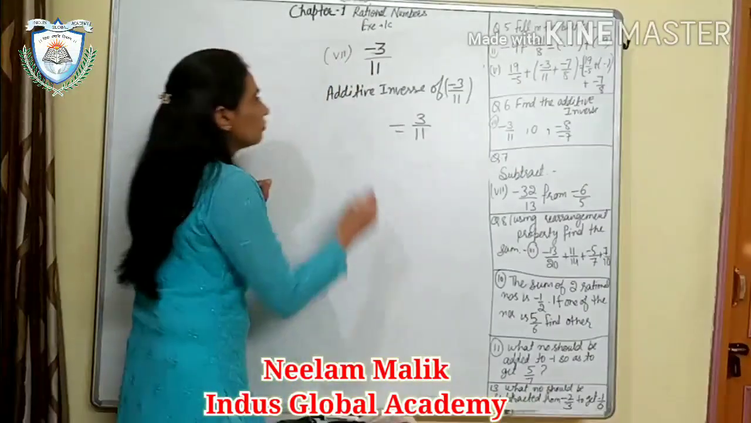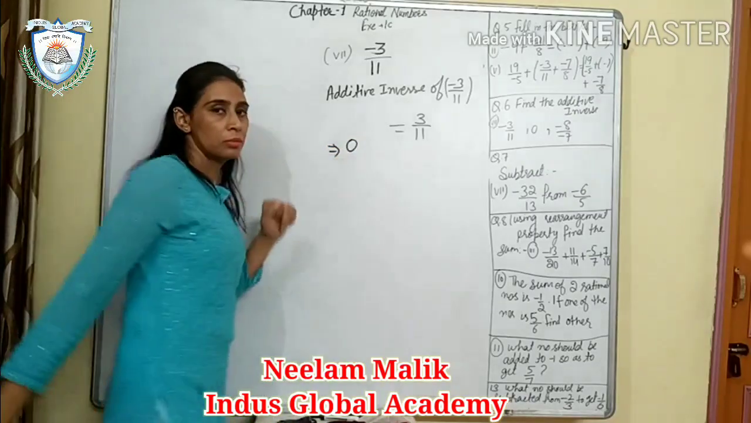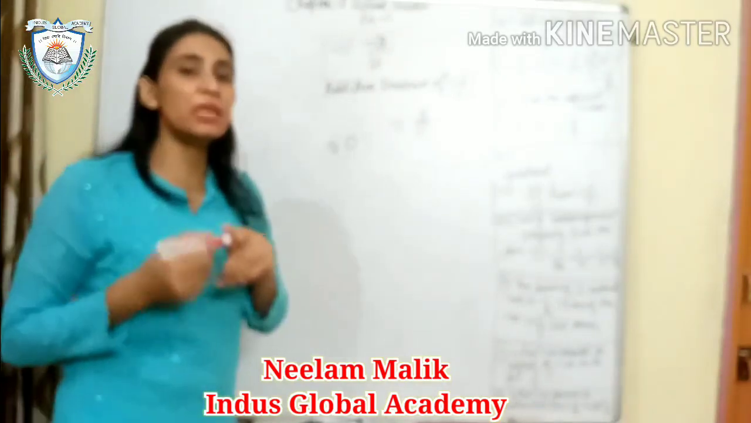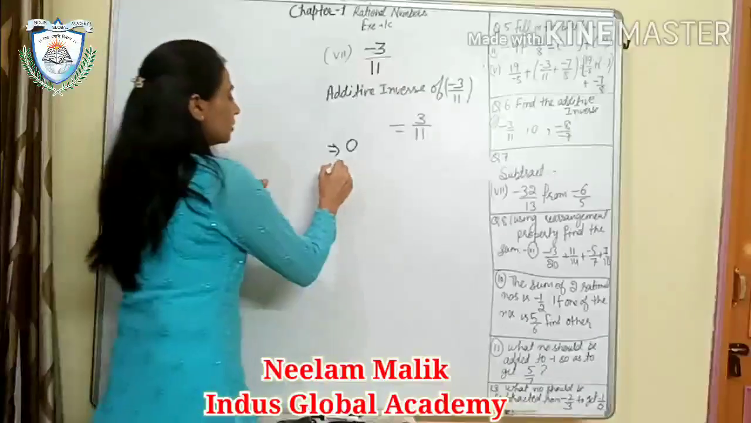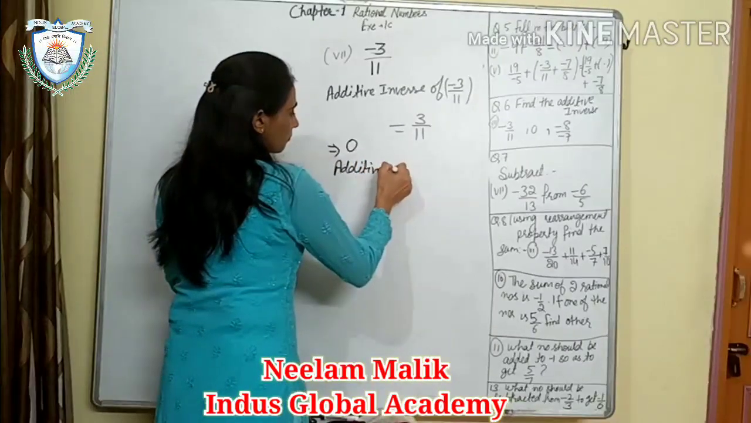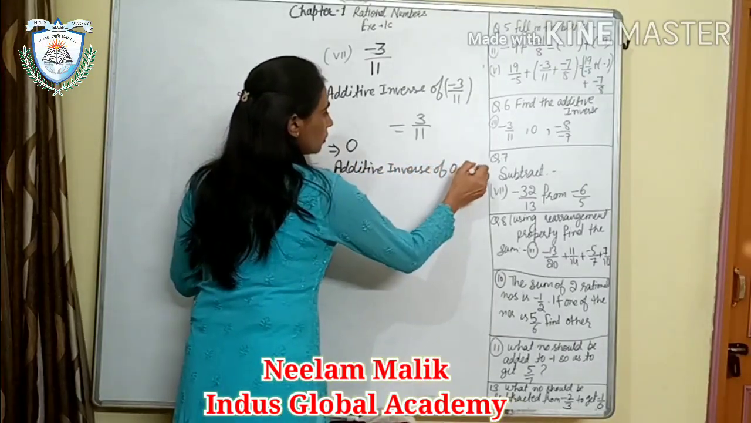What is the additive inverse of 0? We have to just change the sign. So the additive inverse of 0 will be 0. Zero is equal to 0.